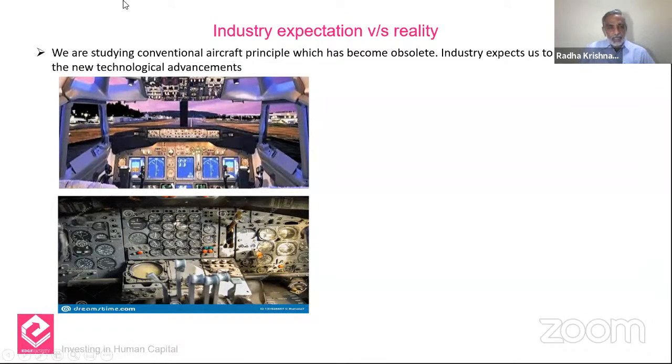Now you can see a cockpit of 1970. That was 1970. The Boeing 707 was the aeroplane used by Air India for long-haul flights from Bombay to Delhi, Bombay to London and back, or Bombay to US. We were using that aircraft. Now look at the cockpit of that, which is there down here.